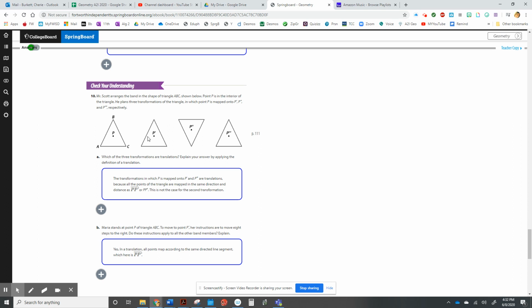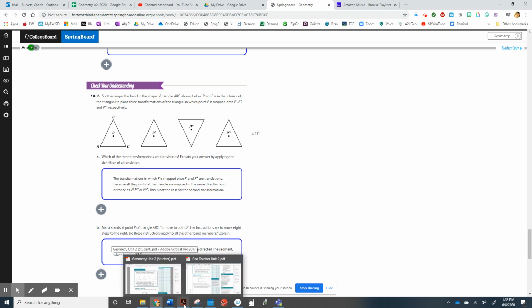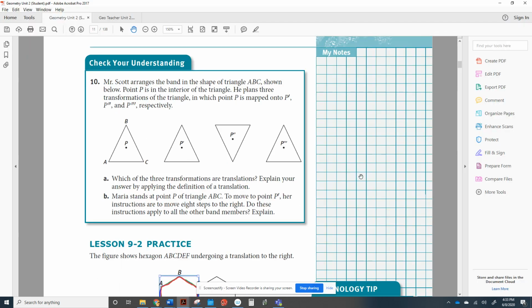This one, P to P prime, would be a transformation, and P to P prime prime prime would be a transformation. P to P prime prime is not a transformation. It's not the same orientation. Remember the word that we did a few videos ago? To just slide this one from here to here, it doesn't fit. I can go over to this and slide.